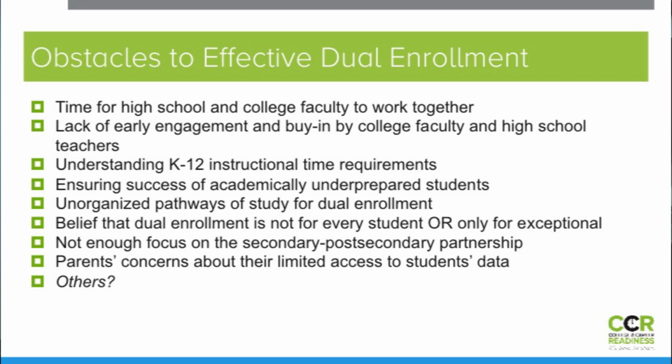Ensuring success of academically underprepared students. One of the challenges to dual enrollment, I think, is that oftentimes high schools are under the misconception that if you put a high school student in a college course, they're going to do well, they're going to rise to the challenge, and many do. However, some high school students need some support, and so our high schools really have to look at how they can support the students in these dual enrollment courses so that they can be successful.